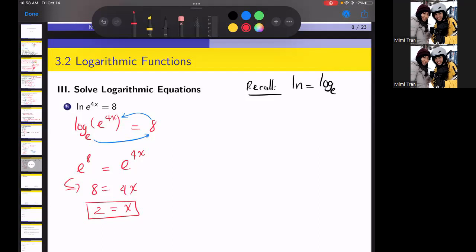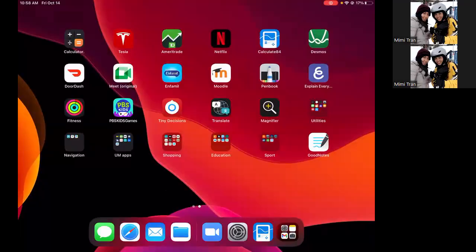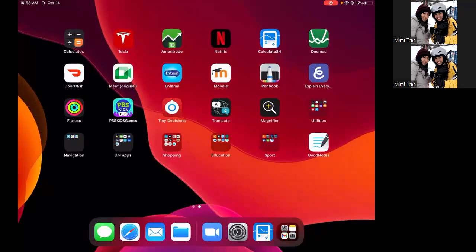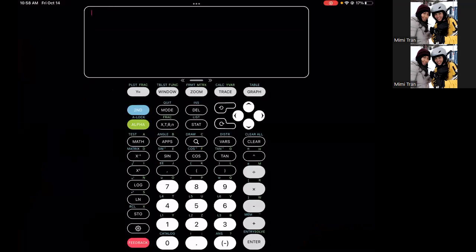So ln of e to the 4x. On your calculator, ln is right here. So press ln, e to the 4x, x is 2, so e to the 8, right? Second, and then ln again gives you e to the power of something, right? So second, and then ln again, e to the 8 equals 8. So we're good, right? That means we have the right answer. 2 is the right answer.